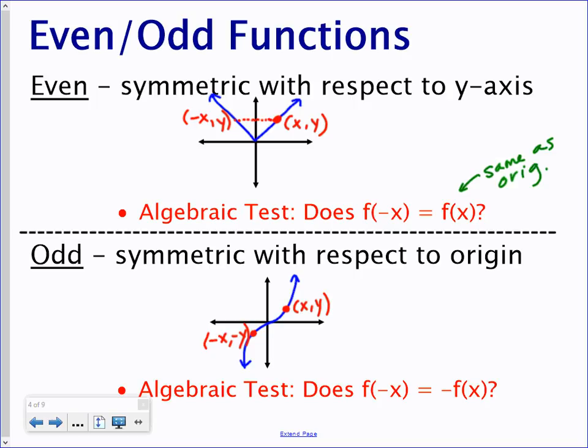This time, if you do f of negative x, and it doesn't come out to be the same as the original, but instead it comes out to be the opposite of the original, that's what the negative in front is for, then you're an odd function. So if your y value is the opposite.